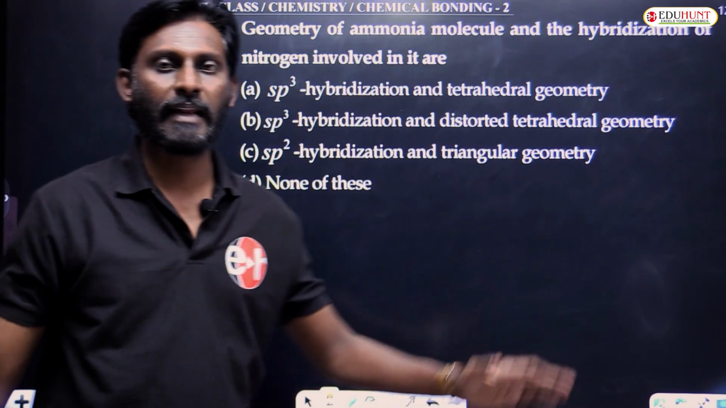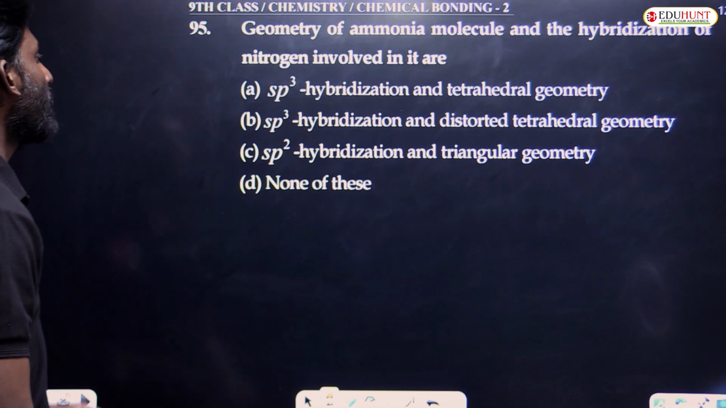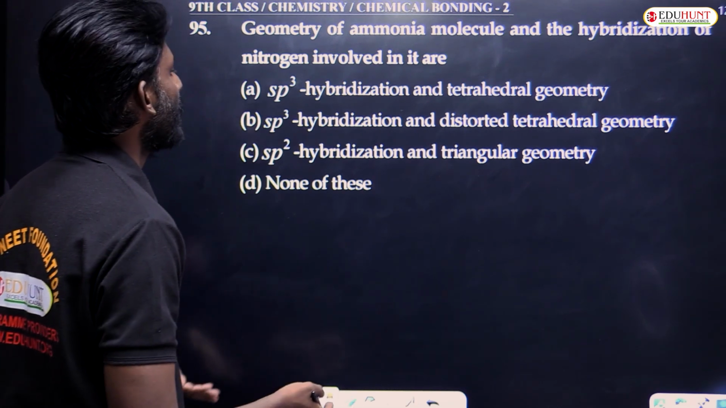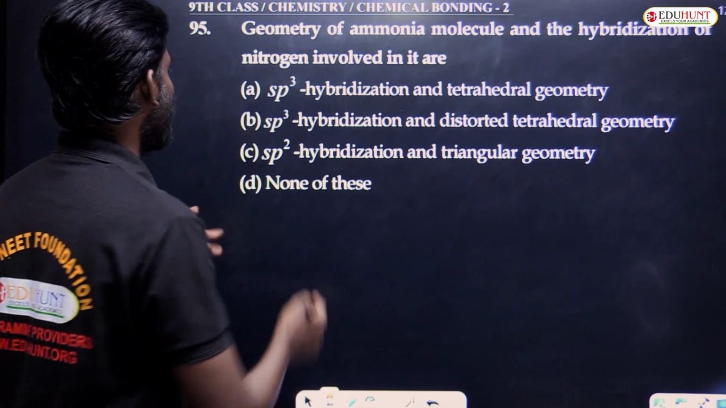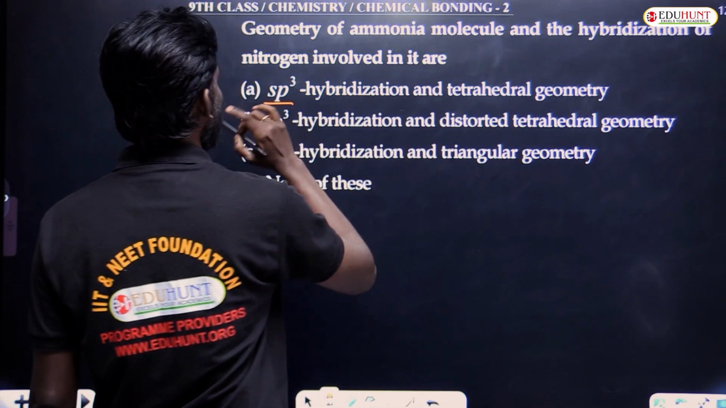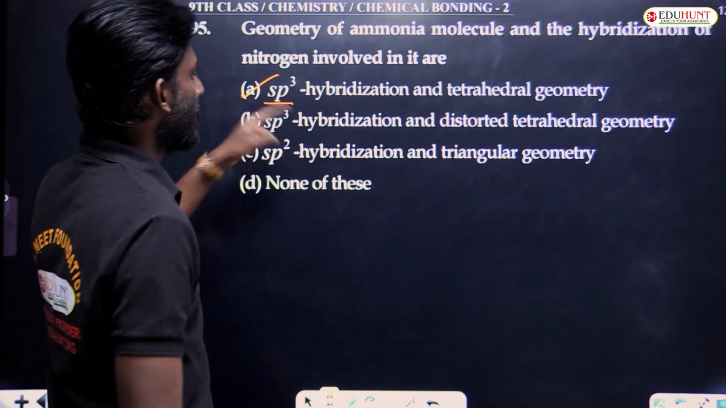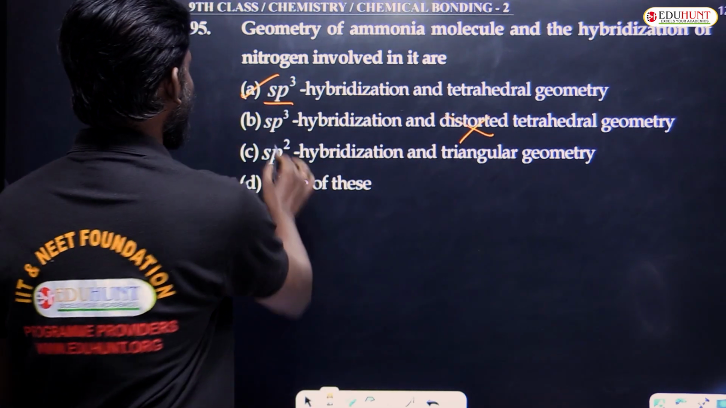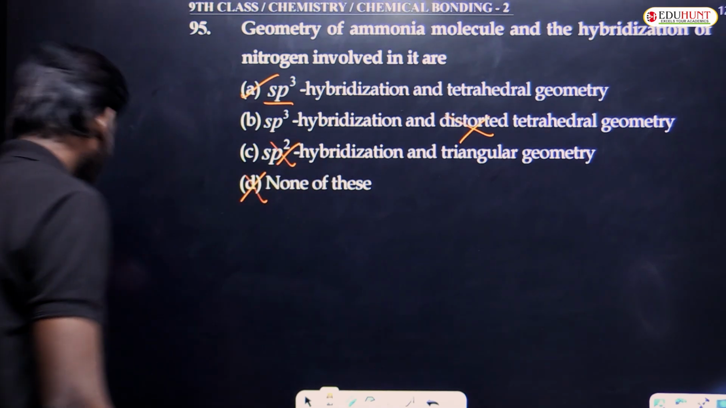Moving towards question number 95. Geometry of the ammonia molecule and the hybridization of nitrogen. Hybridization sp3 and tetrahedral geometry, that's the correct one. sp3 hybridization and distorted, no. sp2, no, none of these, no.